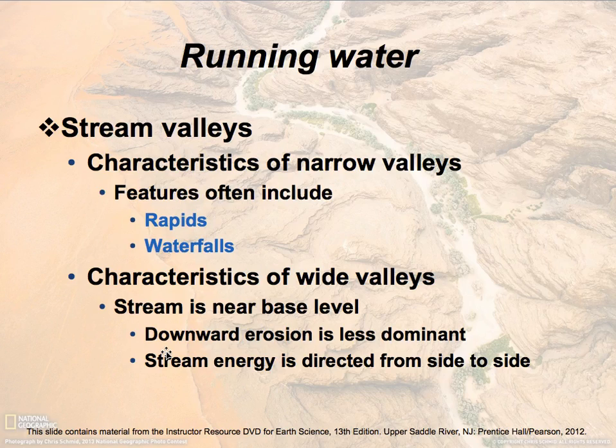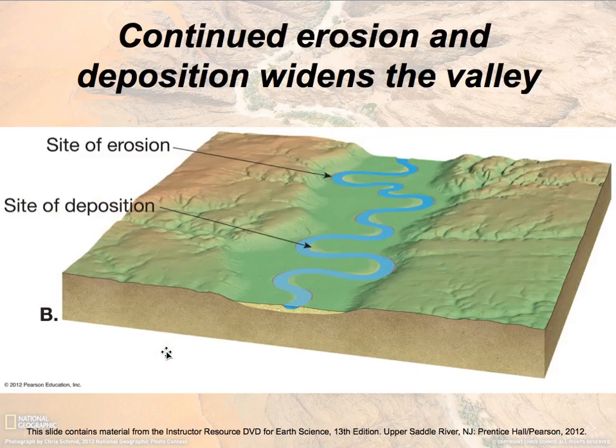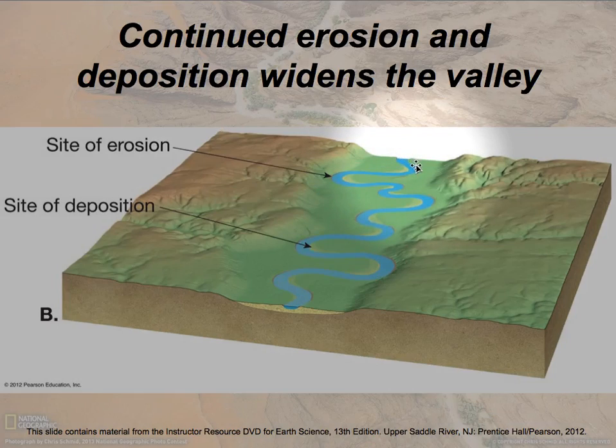Whereas wide valleys happen where a stream is near a base level, either a temporary or an absolute base level. Downward erosion is less dominant, although you do get erosion. It's just not downward oriented. It's oriented laterally, side to side, and that's because, as this graphic shows, as water moves through these meanders, water on the outside edge tends to move faster than water on the inside edge. That's because the water on the outside edge of this curve has to move a greater distance than the water on the inside edge.